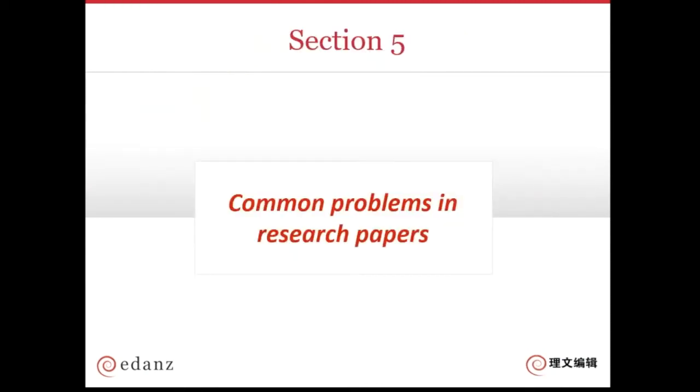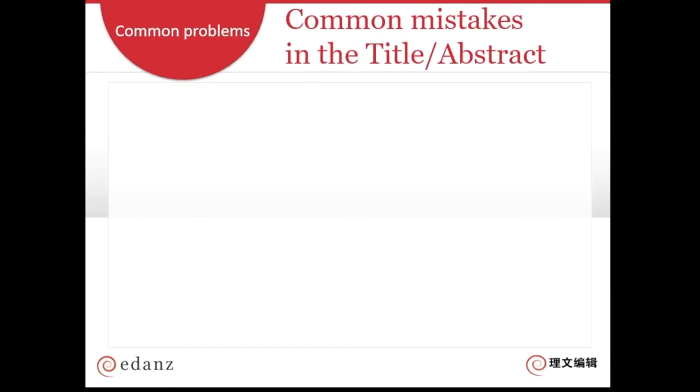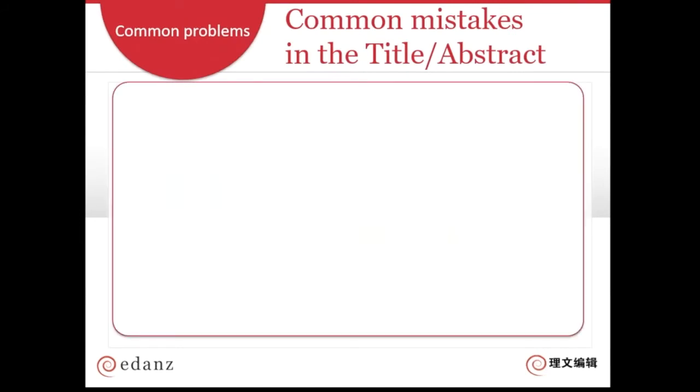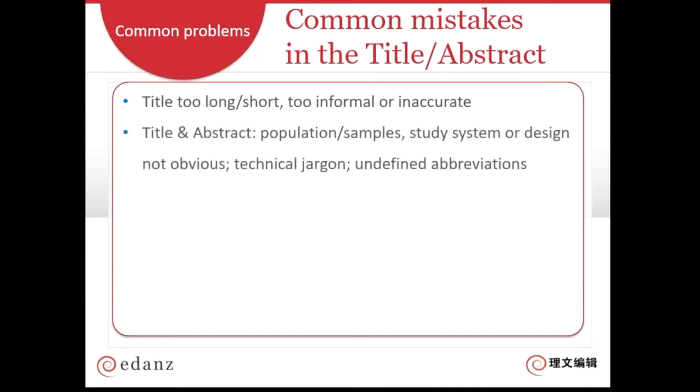Now, here are some common problems that you can avoid when you're writing your papers, but also to look for when you're reviewing an article. Common mistakes in the title and abstract include the title being too long or short, or not accurate, or too informal. Or the title and abstract don't give important information such as the population or the study system, or they're too technical, or they don't define abbreviations.